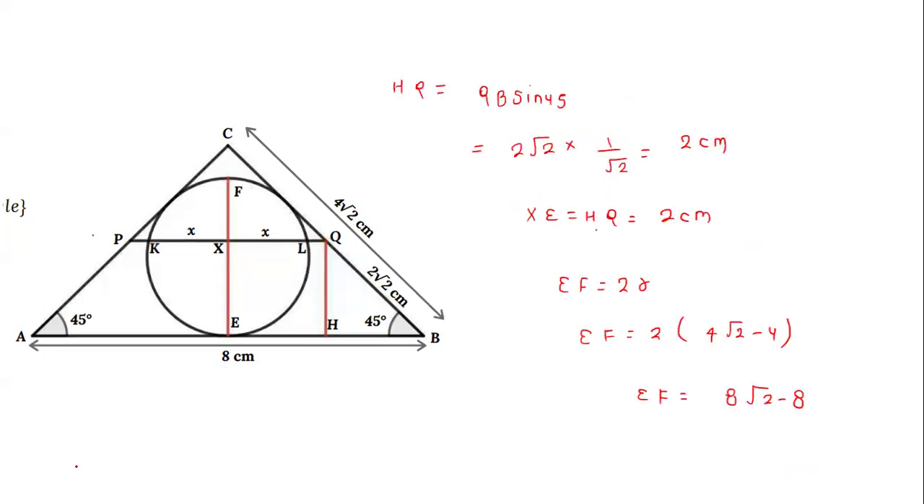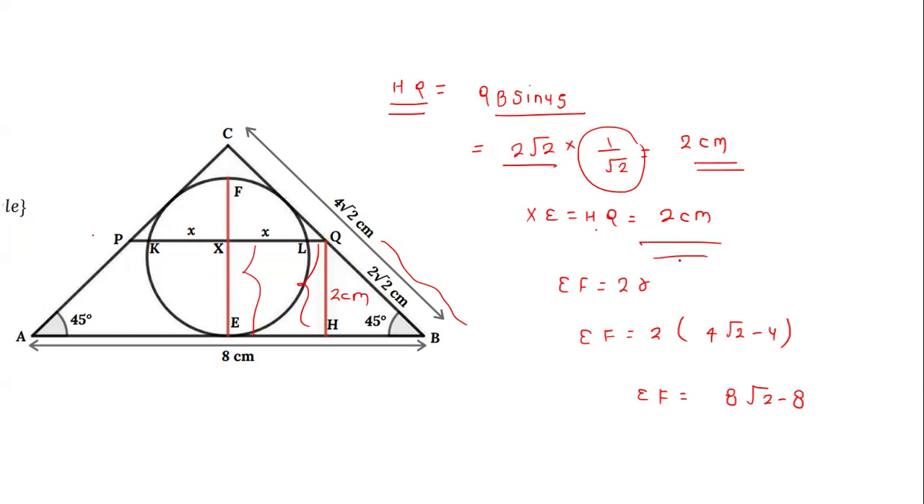So now you have 2 root 2. So initially you see previously like HQ is equal to this QB times sine 45. QB we find out 2 root 2 and sine 45 is 1 by root 2. So this HQ will come like 2 centimeter, and this HQ is same as this XC, so it will also come like 2 centimeter.